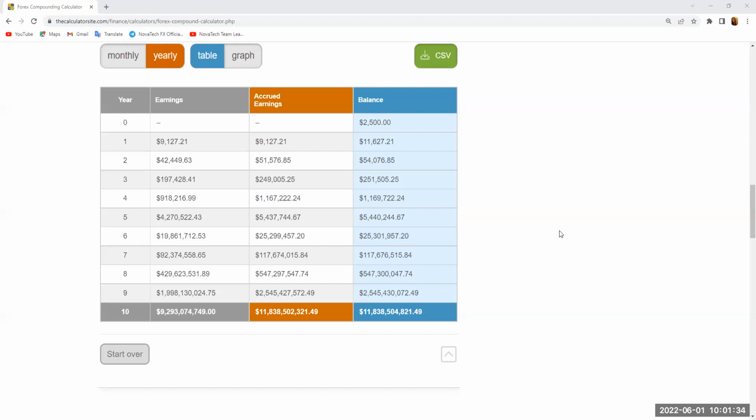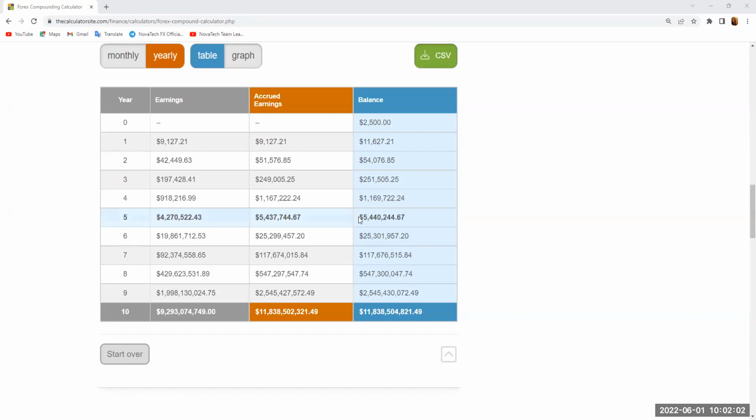Now, what I'm going to share with you is a forecasting tool, okay? And this is the calculatorsite.com. This is our compounding calculator, okay? This is exactly what it is. It's a compounding calculator. Now here in Novatech, we do not compound per se. What we do is reinvest our profits, all right?